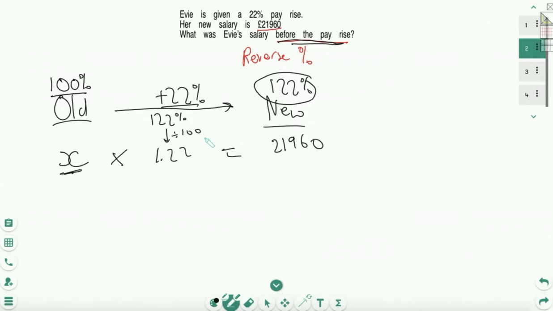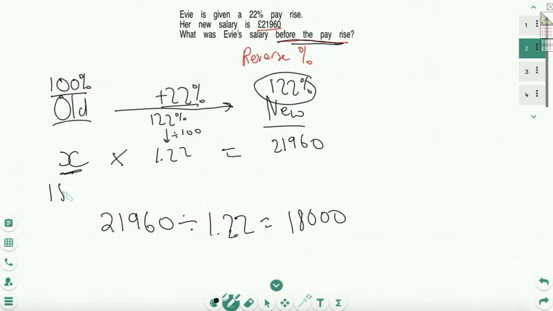And then all we have to do is work backwards. So the opposite of multiplying is dividing. So 21,960 divided by 1.22 should give us our answer. $18,000. So her salary before the pay rise was $18,000.